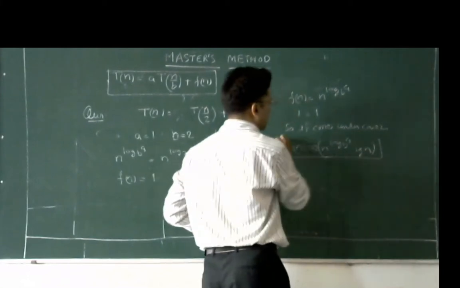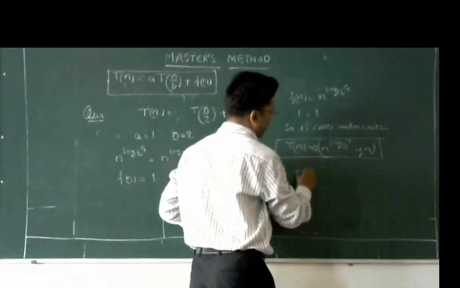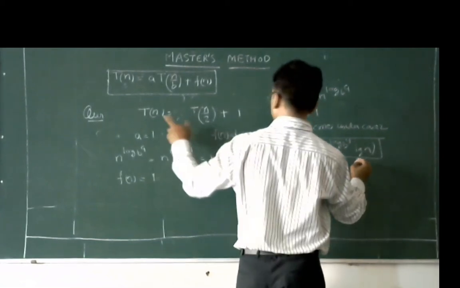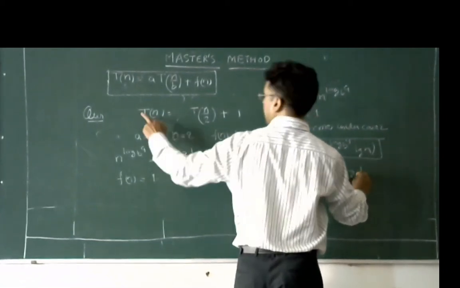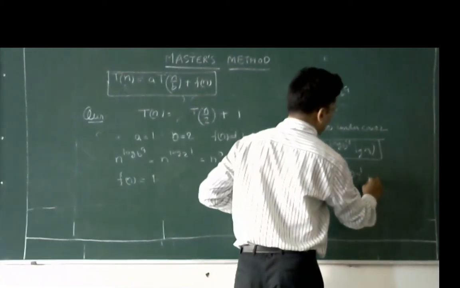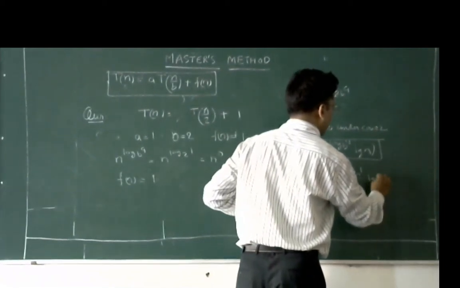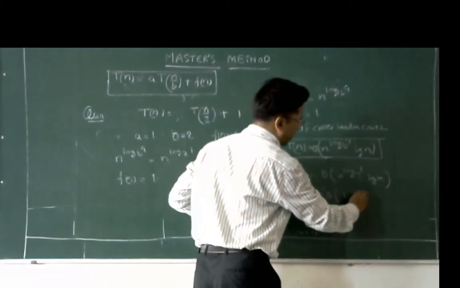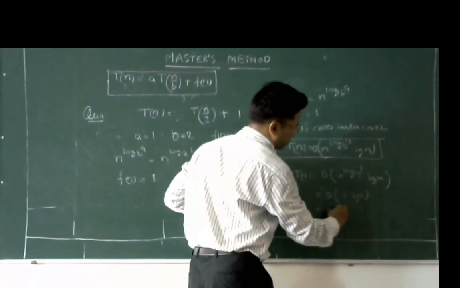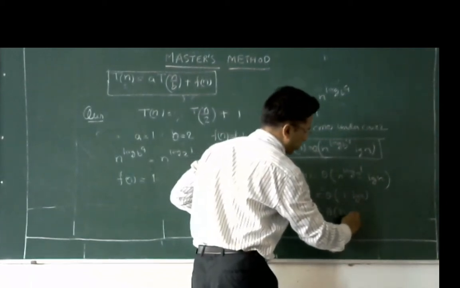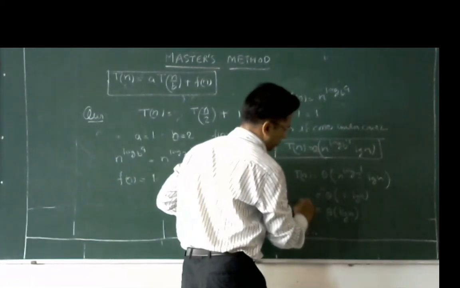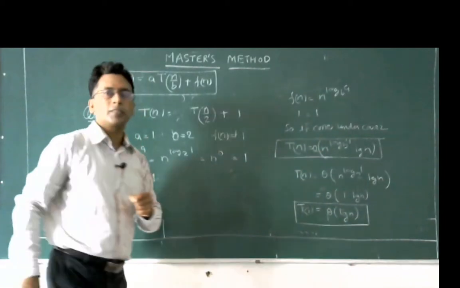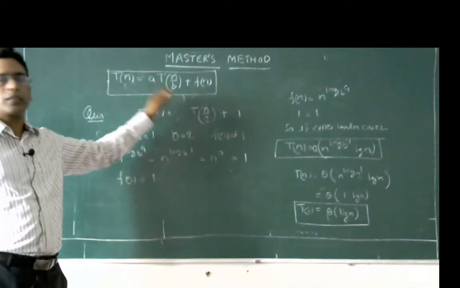We know that T(n) is equal to this. So T(n) would be equal to theta of n raised to the power log a, which is 1, base b, which is 2, into log n, which is theta of 1 into log n. So this will be equal to theta of log n. So T(n) equals theta log n will be the complexity of this equation on the basis of the master method.